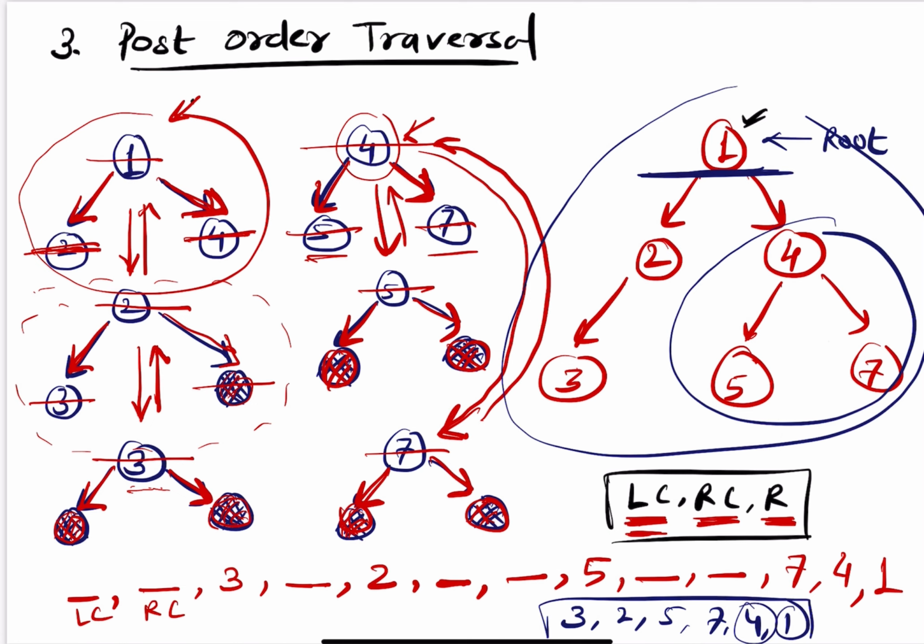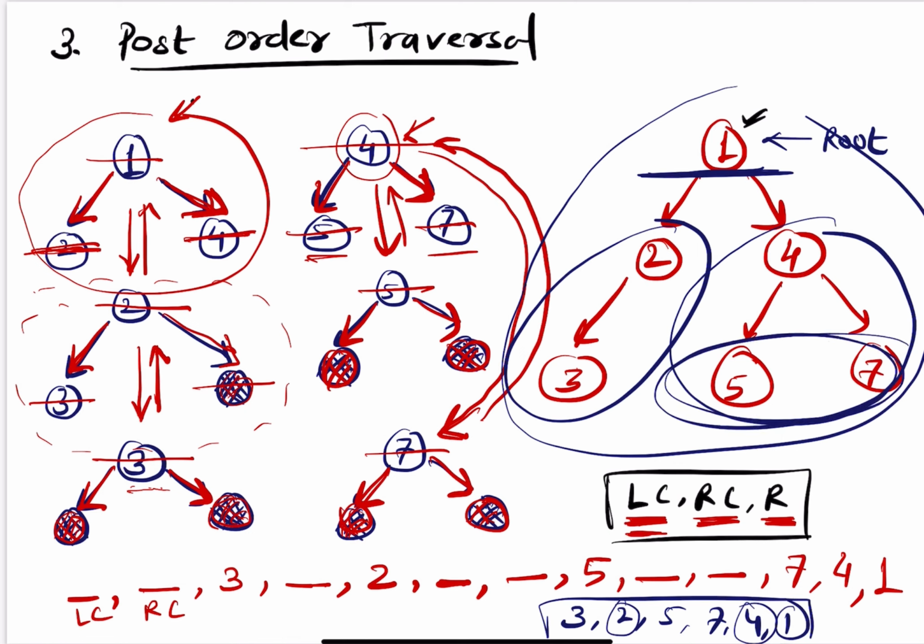If you look into this particular subtree, which is 2 and 3, the root is 2, so 3 should be processed before it, so 3 is already processed before 2. Likewise, if you go to this 5 and 7, 5 is the left child and 7 is the right child, 5 should come ahead of 7, you can see. So that's how you can verify.